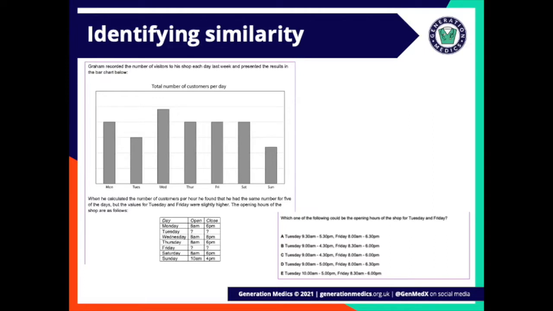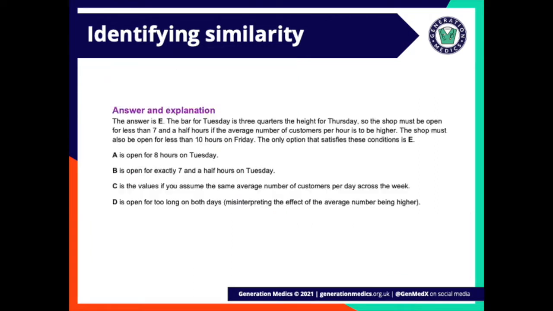And identifying similarity. There is an example of one of these types of question on the screen now for you to pause and have a go at. The answer is E. If you didn't get it, there's an explanation on the screen now for you to have a look at. There may, however, be crossover between these 3 types within a single question.